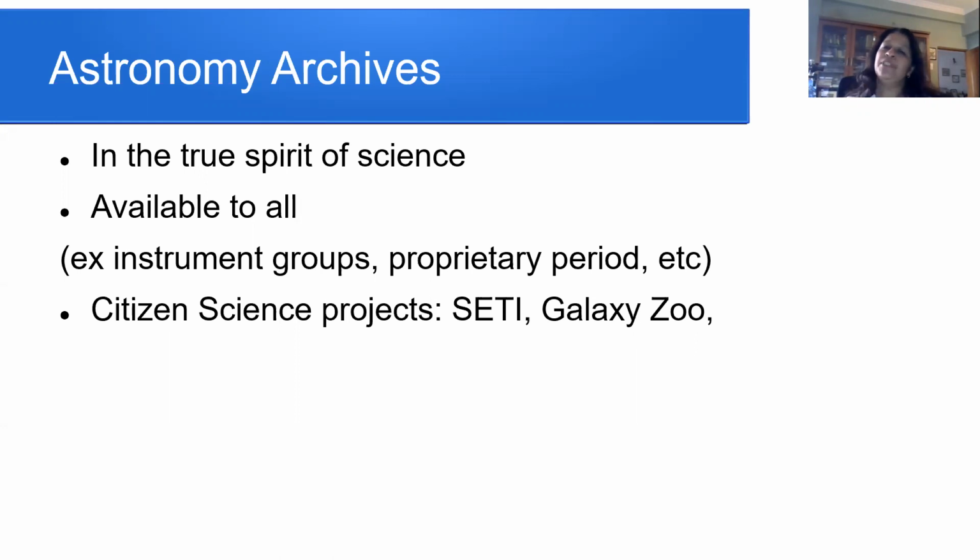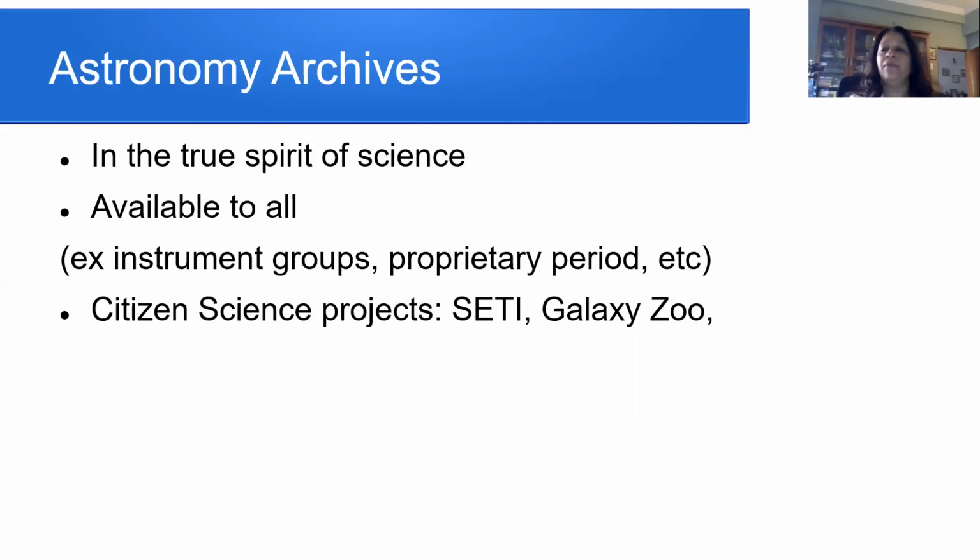Now in the previous lecture we spoke about astronomy archives, where we basically spoke about what is astronomy data and what kind of data you could have. You could have images, spectra, time series, catalogues, etc. And these astronomy archives are basically systematic observations of the sky, which have been kept and preserved over a long period of time. Astronomy archives are in the true spirit of science, basically because you have a whole lot of data available to everyone.